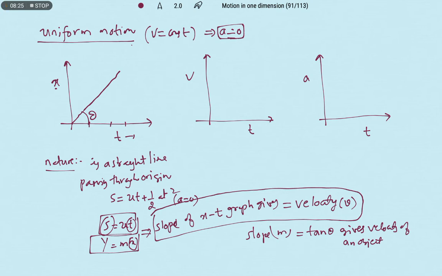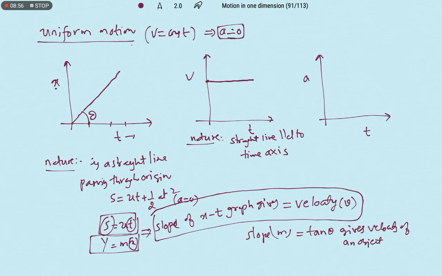So in the vt graph, v is constant. Whatever the time may be, the velocity of an object is constant. Sir, what is the nature of this? So the nature of the graph is a straight line parallel to the time axis, because it is a vt graph.